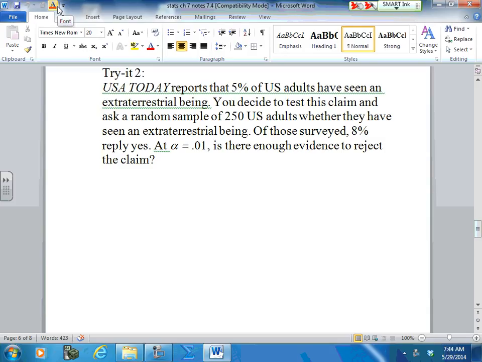USA Today reports that 5%, and how do I write 5% as a decimal? 0.05. 5%.